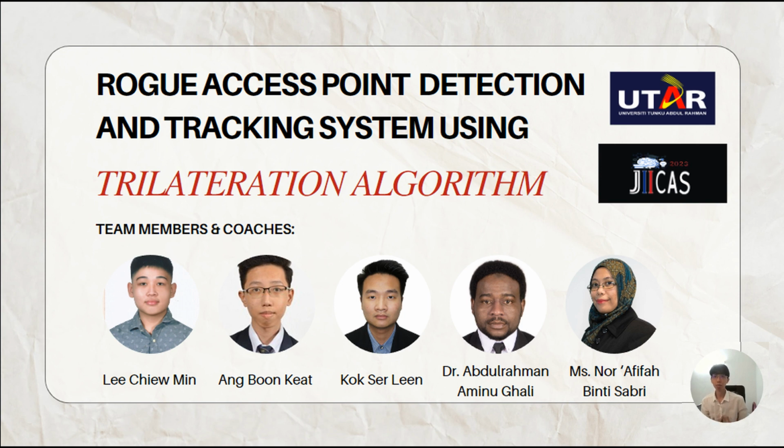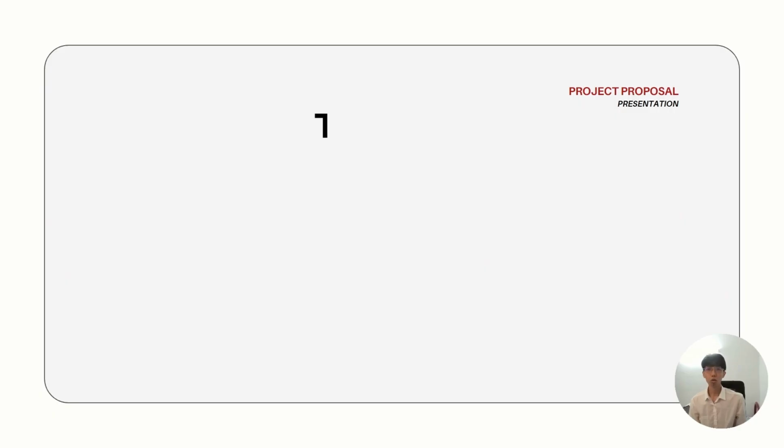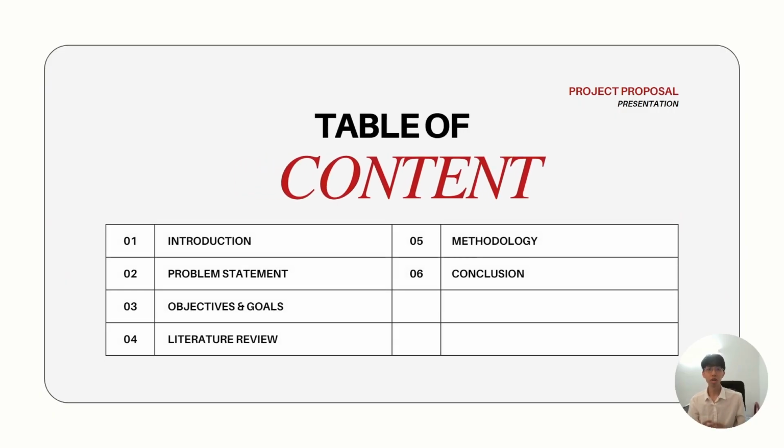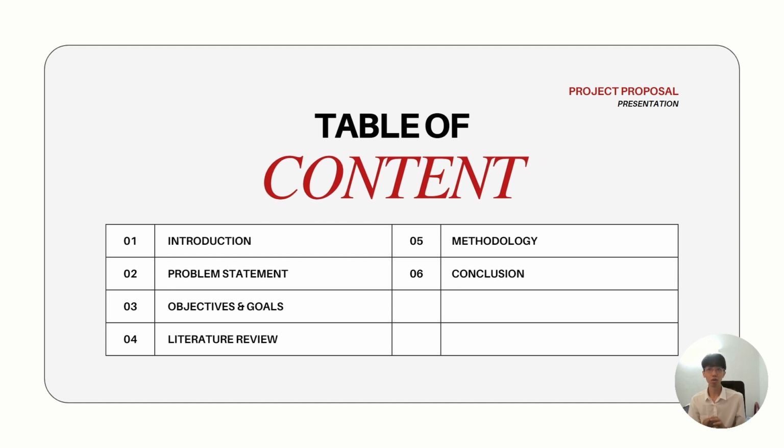Greetings everyone, my name is Amriket and me and my teammates will be presenting our project titled Rogue Access Point Detection and Tracking System using Trilateration Algorithm. So we will have introduction, problem statement, objective and goals, literature review, methodology, and conclusion.